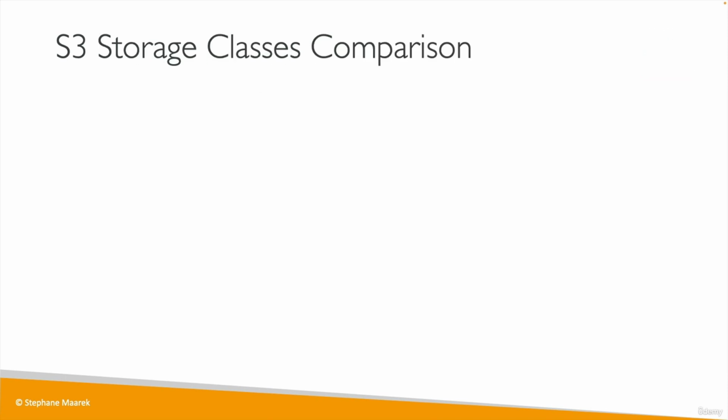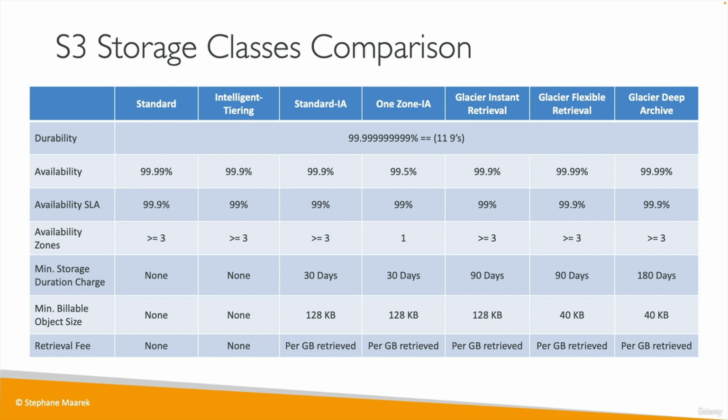So if we compare all the storage classes, you don't need to remember these numbers, but it's just for you to make sense of what they are. So you get durability of 11 nines everywhere. Then the availability goes down the fewer zones you have, of course. It just shows you, for example, the minimum storage duration charge and so on. So take some time to look at this diagram on your own. You should understand it, but you should not remember it for sure.